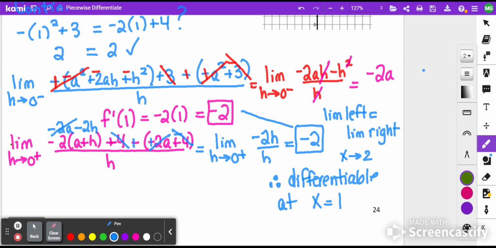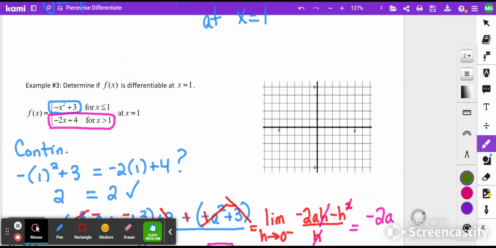And let's look at what these functions would look like on our graph too. That's always helpful. So let's graph our first function. It's negative x squared plus 3. So we know it's a parabola that's going to be reflected, and it rises up 3 units. So 1, 2, 3. And then, of course, it's the same width as our parent function. So it's going to look like this.